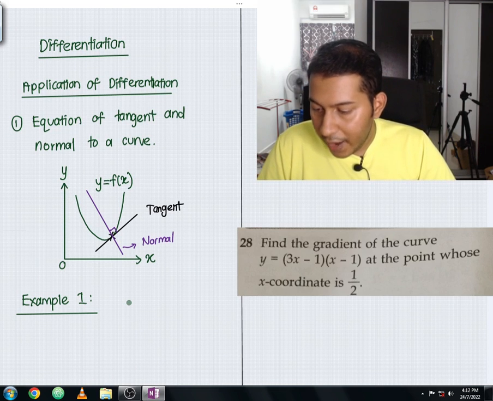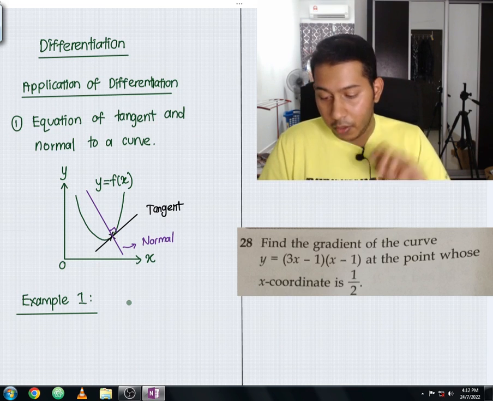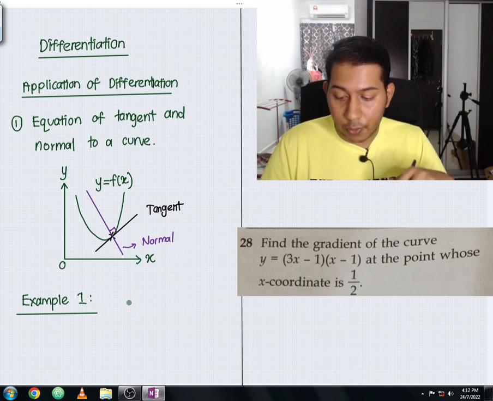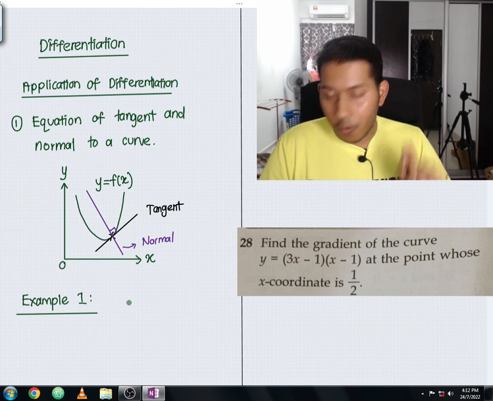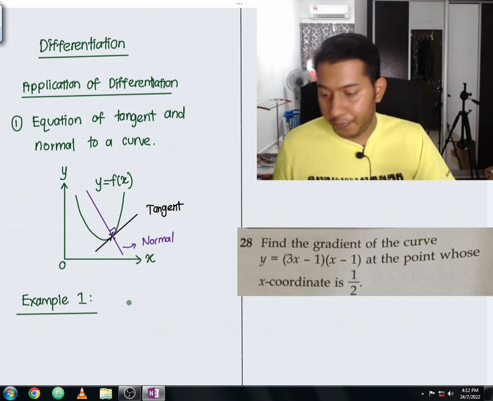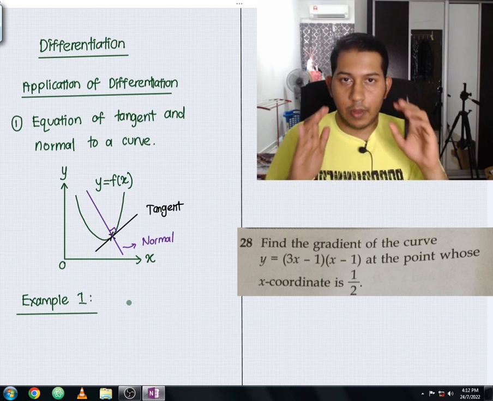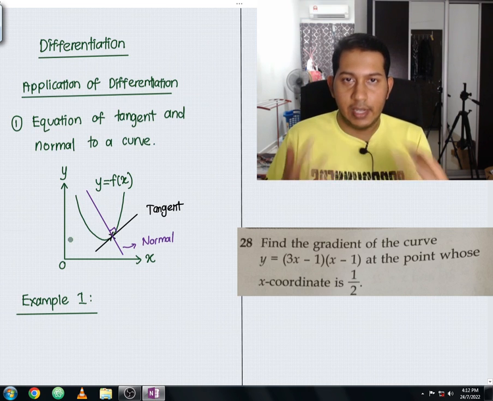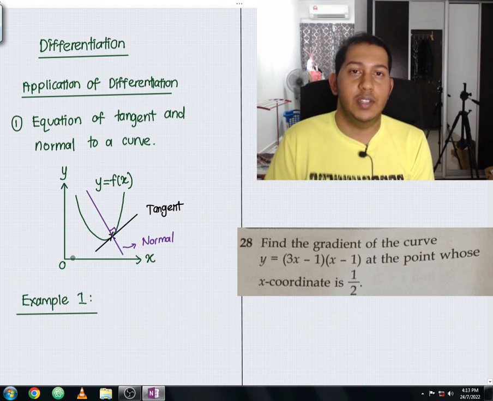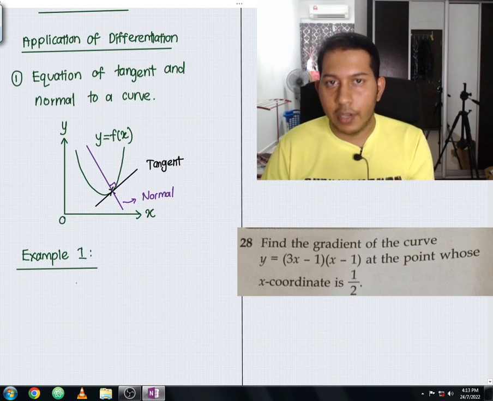Find the gradient of the curve y equals, in a bracket, 3x minus 1, close bracket, times x minus 1, at the point whose x coordinate is 1/2. So this is the question. I hope you have seen the question. If you think you don't know how to do it, don't worry, I'm going to teach you now. This is basically a lecture video, guys. We are learning the first concept, so let me teach you how to tackle this type of question.